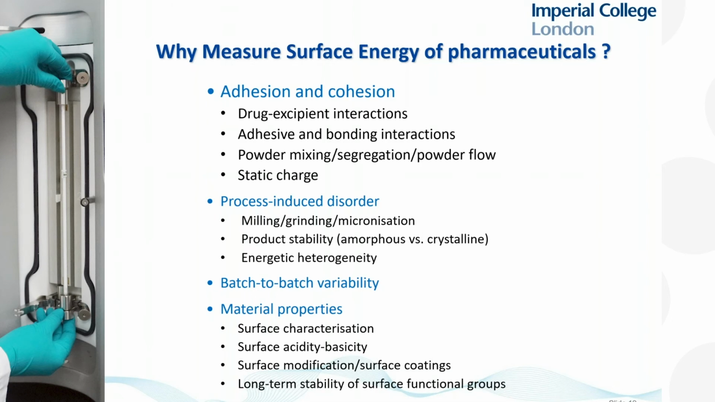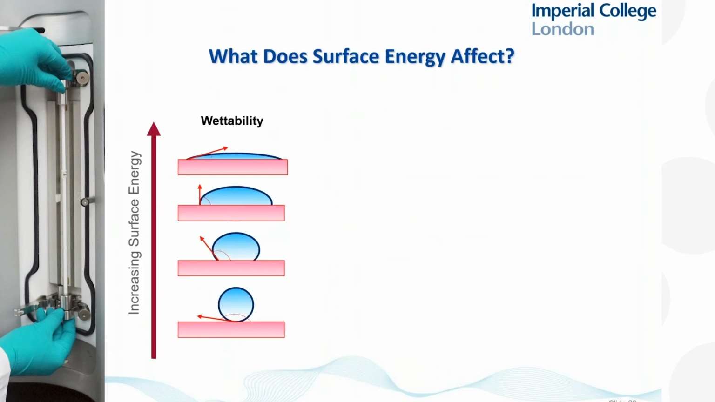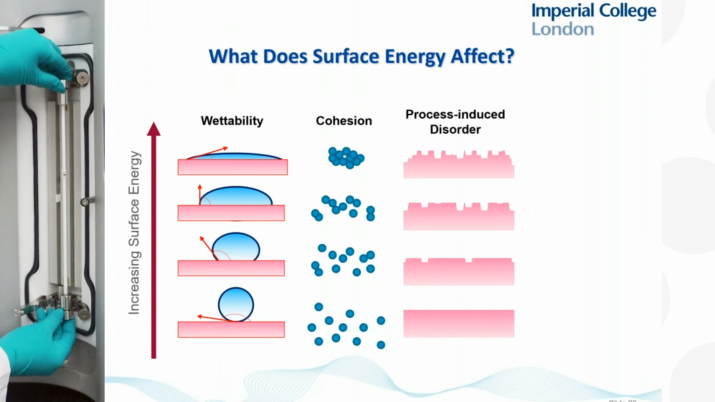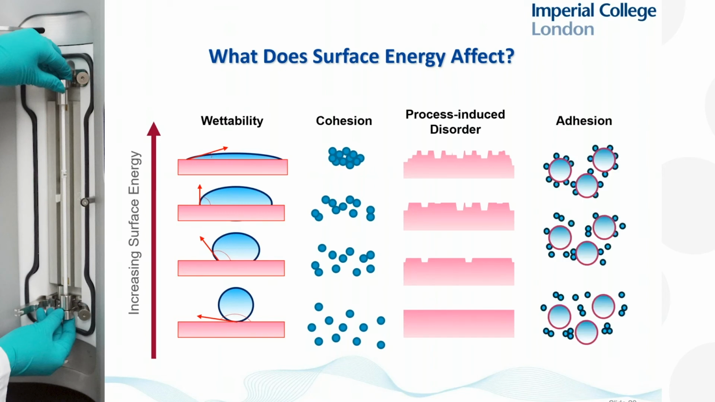And as I said, surface energy reflects on the wettability. As materials have higher surface energy, liquids will wet them more positively. You will get stronger adhesion between particles of the same type, which is called cohesion. The higher energies also relate to disruption in surfaces due to milling or micronization. And higher surface energies will also give stronger adhesion between particles of different types. So once you've got a handle on surface energy, you can start to understand some of these processes.